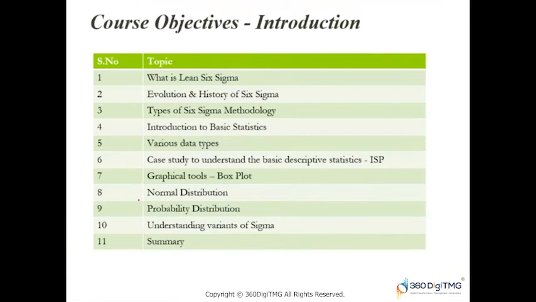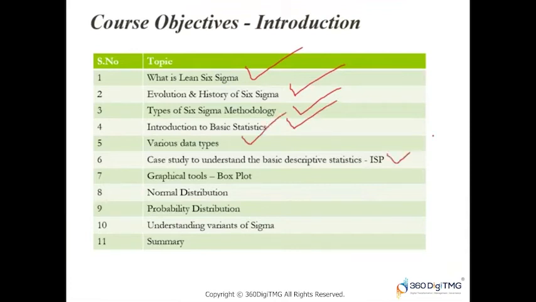All right. Here are the course objectives. A quick introduction about course objectives. And also this particular topic is all about the introduction to Lean Six Sigma. So you learn about what is Lean Six Sigma, how did Six Sigma evolve, and what is the history of Six Sigma. You will be learning about the various types of Six Sigma methodologies. We'll be looking into basics of the statistics, what are the various data types, etc.